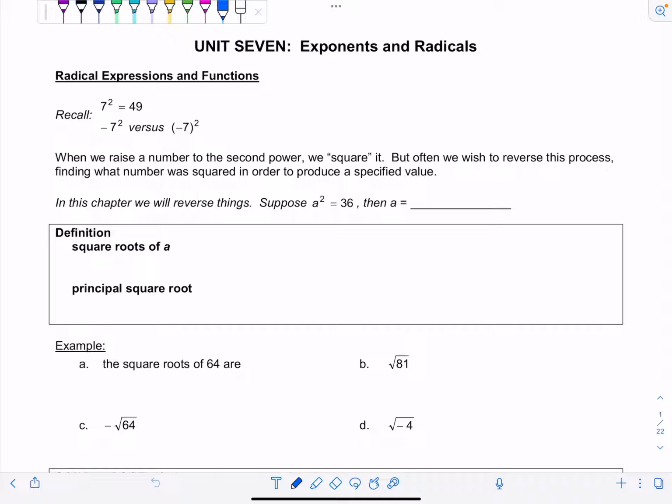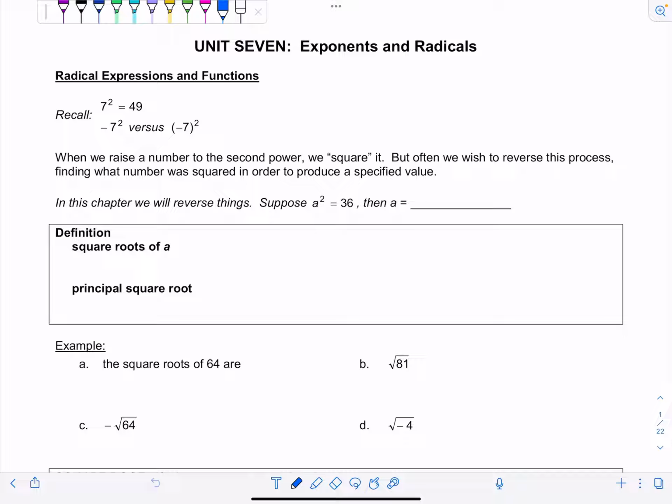This is video lecture number 32 for intermediate algebra, and we're kicking off unit 7 on exponents and radicals. Listen up, this is something even my calculus students struggle with, so if you need a good refresher, here it is. So first we're going to talk about radical expressions and functions, and I want to get one thing straight.